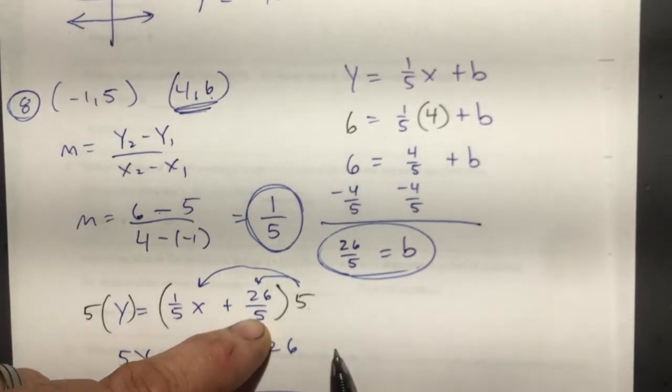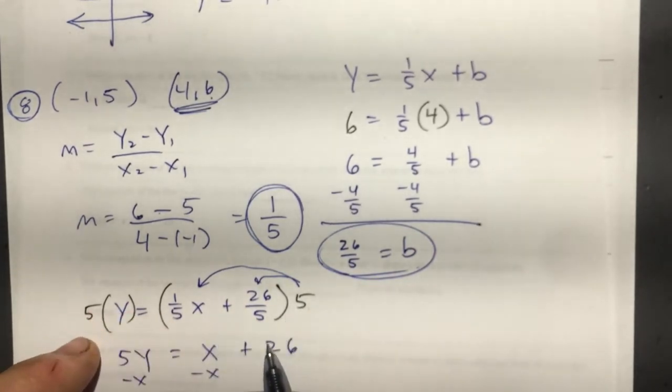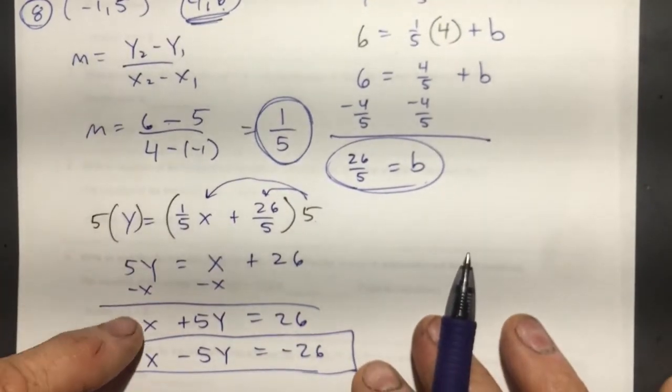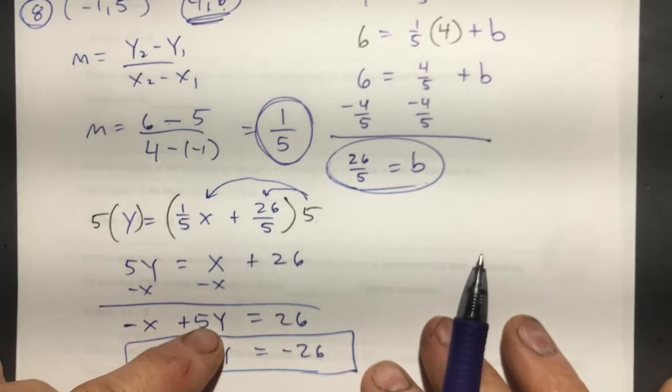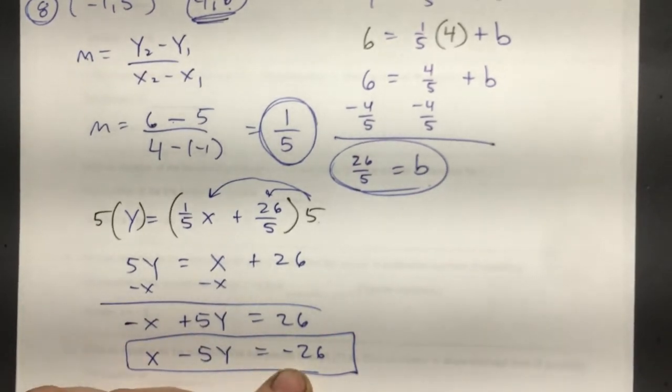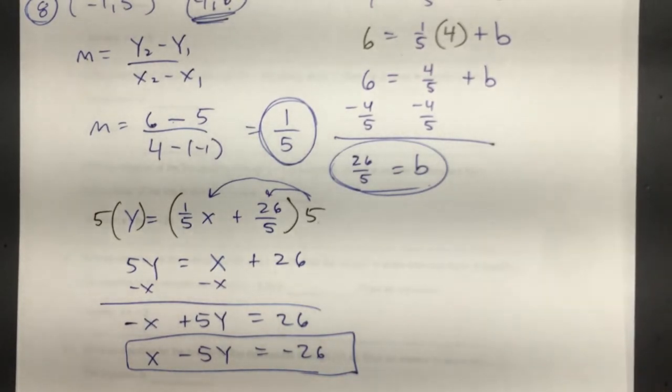But it wants it in standard. So I do 5 on both sides to get rid of the fractions, bring my x over here, and then I got to change all the signs because my x can't be negative. And so there's my final answer. Okay, so there's a lot to that problem there. It's not really difficult, but just a lot of steps.